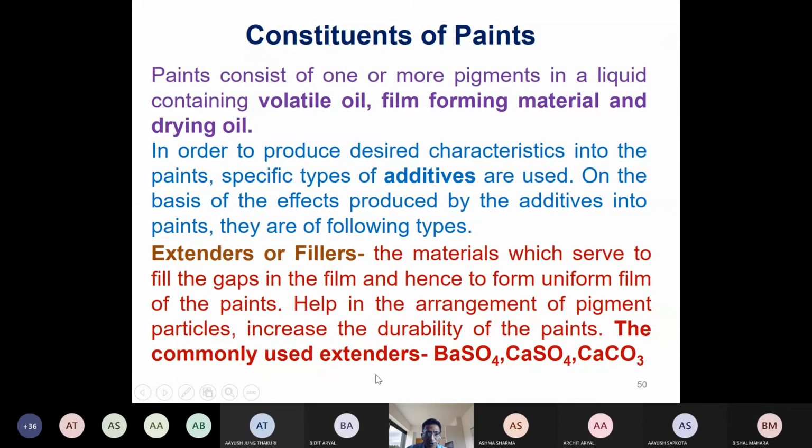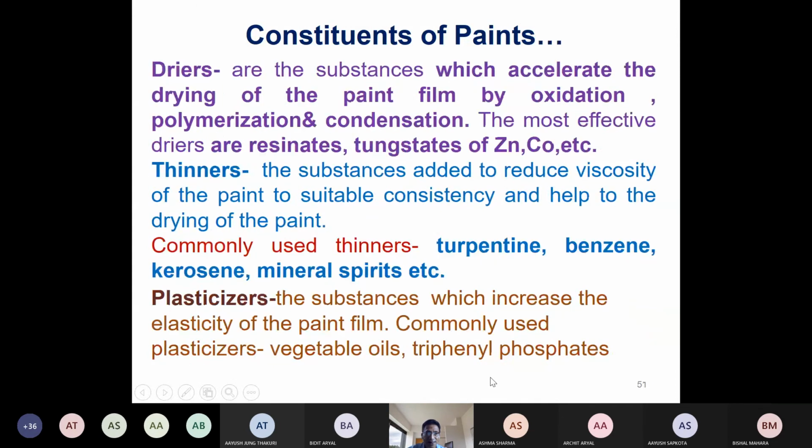The commonly used extenders are barium sulfate, calcium sulfate, calcium chloride. And dryers also must be added to paint. Dryers are the substances which accelerate drying of the paint film by oxidation, polymerization, and condensation. The most effective dryers are arsenate and tungstate of zinc and cobalt, etc.